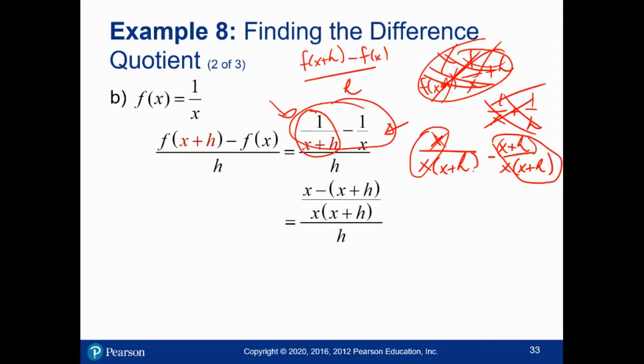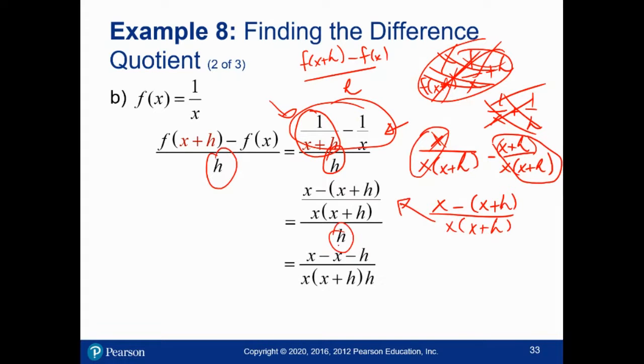x over x times x plus h, minus x plus h over x times x plus h. And now that they have the same denominator, we can simplify them as this. And that's exactly what the book has done to get that. Okay, but it is all still over h. That's still here.